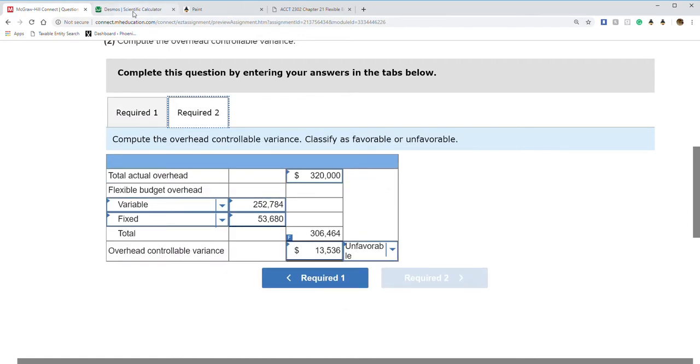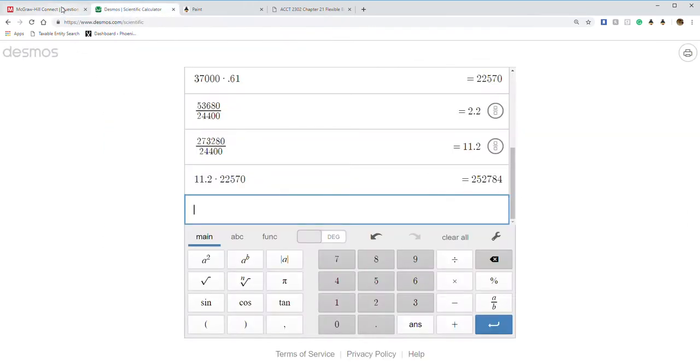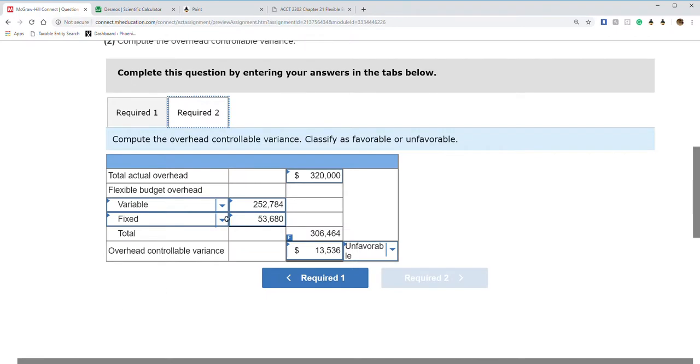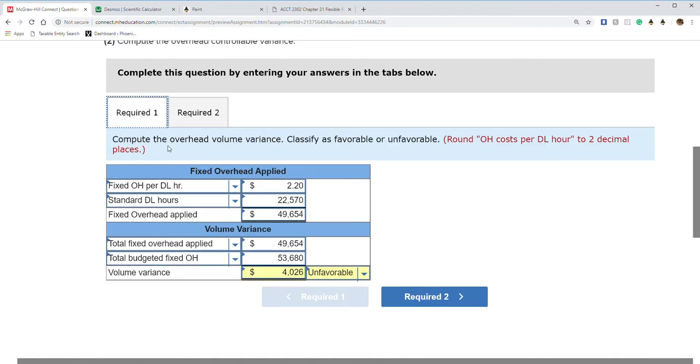Then that's where our 252,784 comes from. Once you have these, Connect is going to fill out this info, and it's just a subtraction of the two. Again, it's positive, and it'll be unfavorable. So, nothing. The only complicated part is the variable, and then just figuring out these numbers right here. So hopefully I gave you a good insight on that.